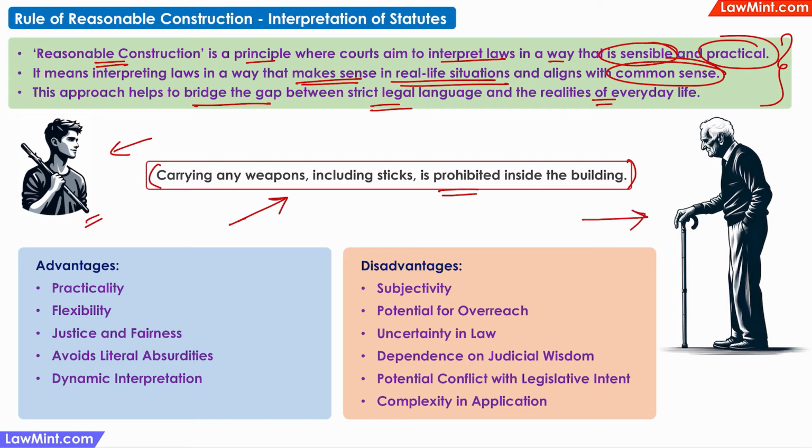And at the same time, common sense tells us that this stick, the walking stick that is being carried by this old man, is less likely to be used as a weapon, and it is required for him to walk. So, rather than interpreting the law literally and banning all sticks, a reasonable construction allows the judge to interpret the law in such a way that it aligns with common sense, and the judge can decide what are the exceptions to the statute. Some of the advantages with this approach is that it is practical and flexible, whereas the disadvantage is that there is subjectivity, since it depends on the judge's interpretation of what is reasonable.